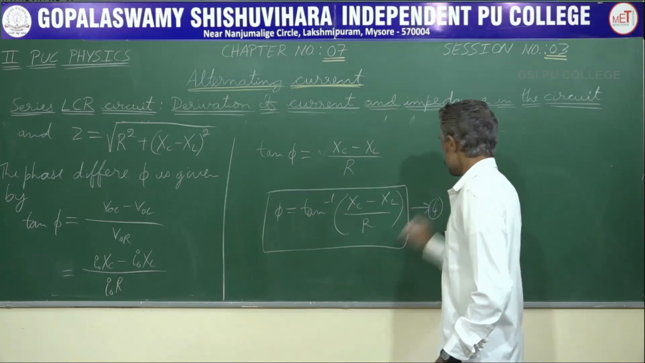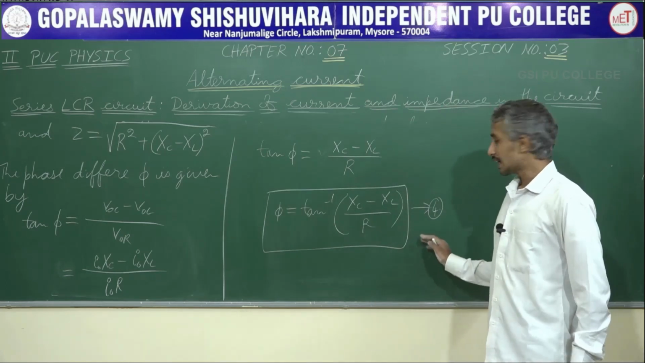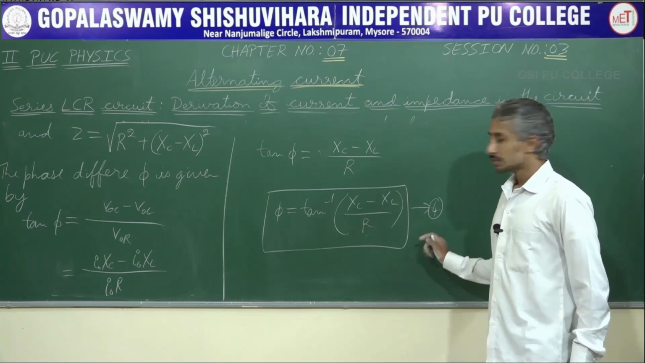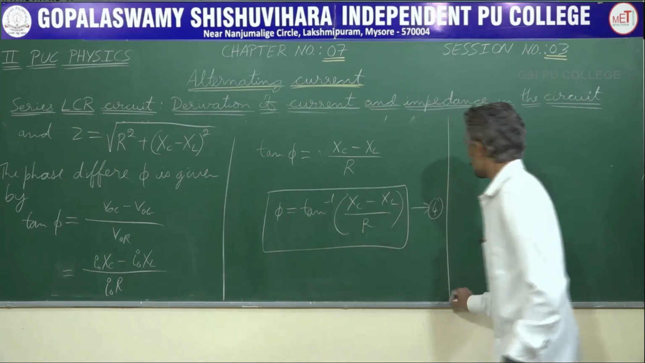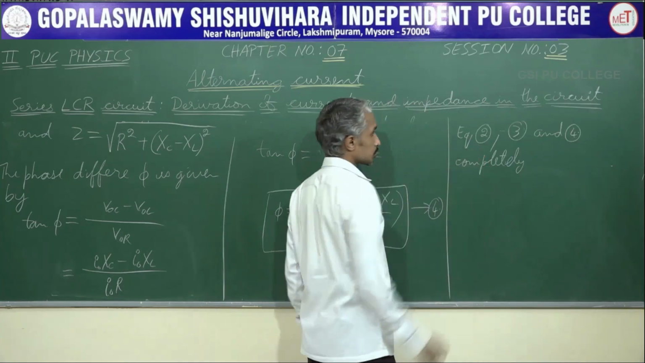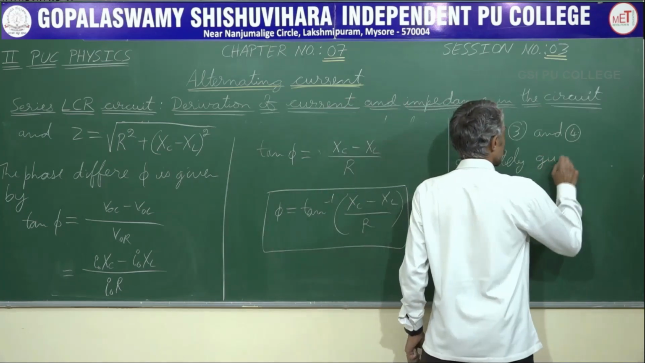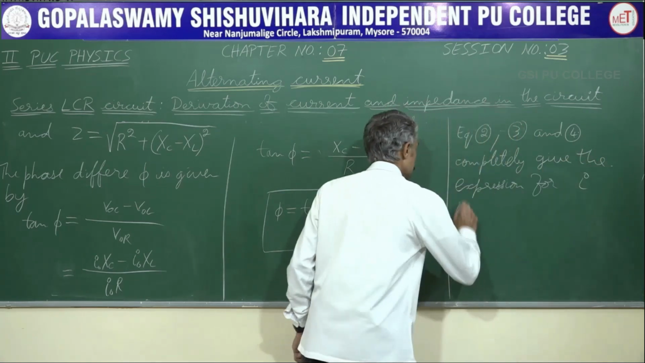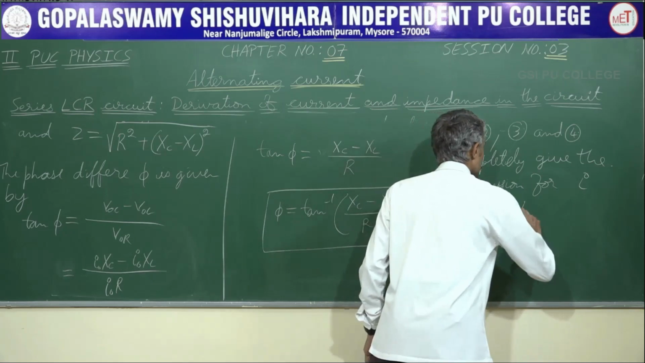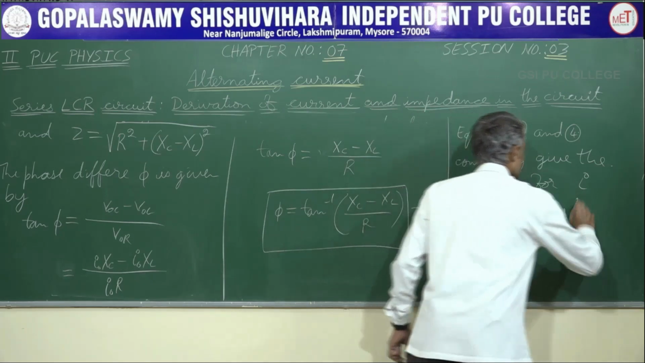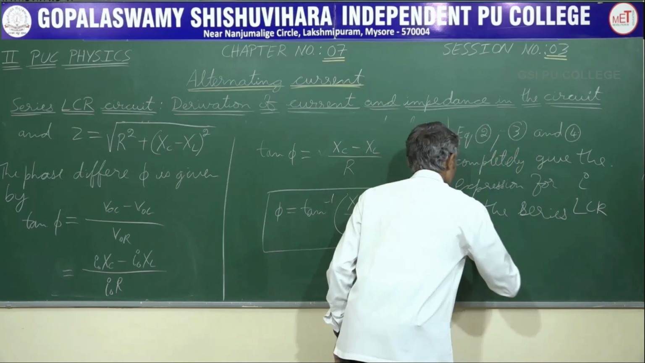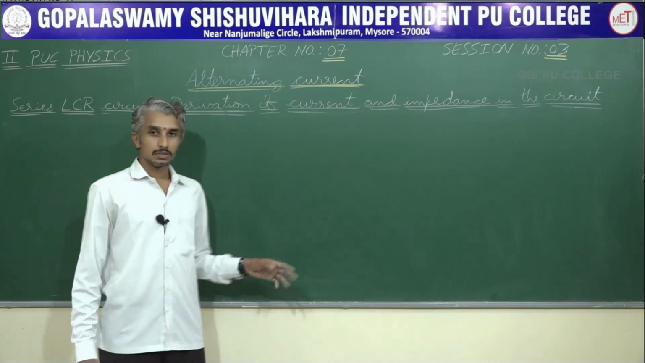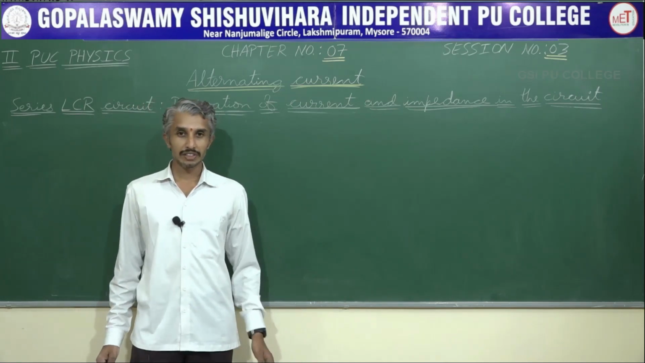Equation 4. So, finally, we have derived the expression for the current in a series LCR circuit. Now, I will continue this. The equations 2, 3 and 4 completely give the expression for the current in the series LCR circuit. So, let me conclude what we have done today. So, that was the completion of the derivation.